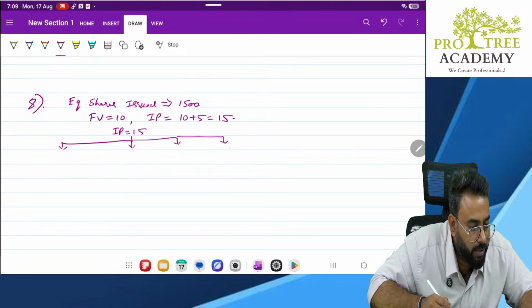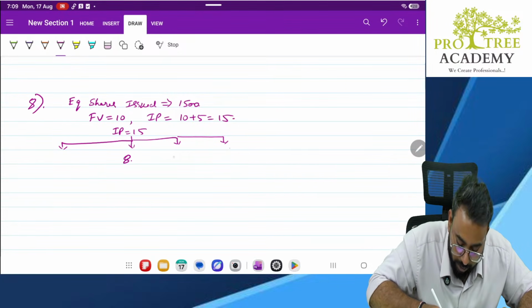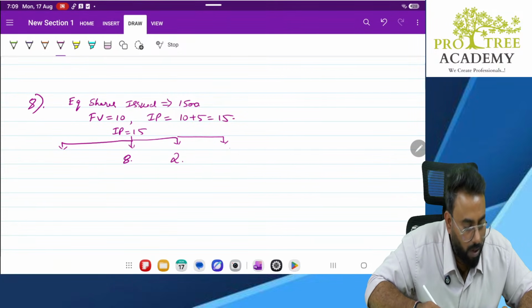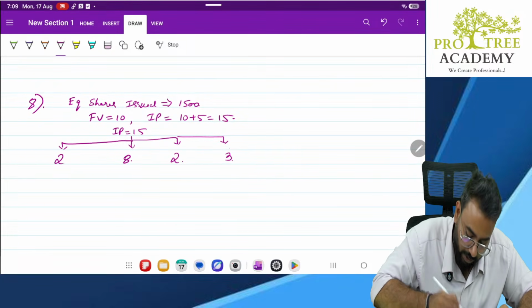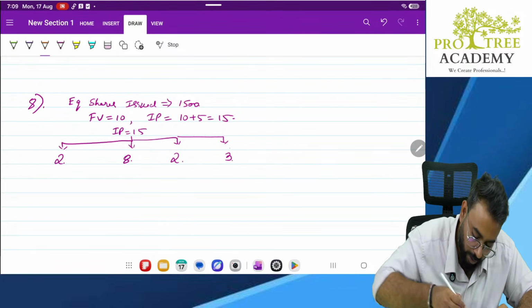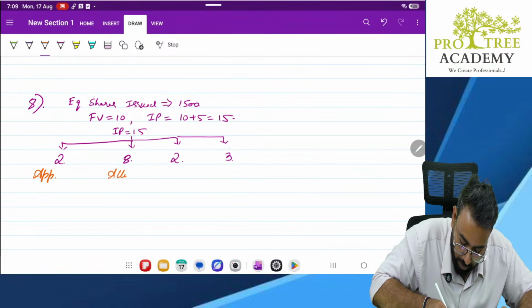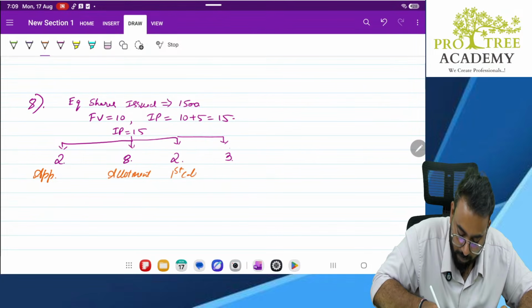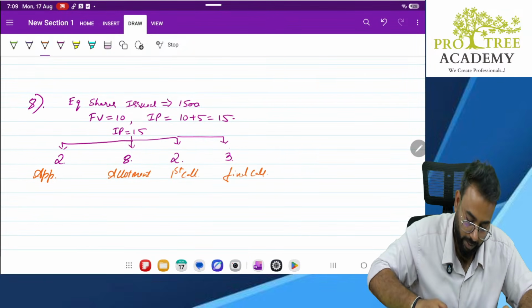How is it split? Issued at a premium of 5, and allotment money was not paid. 8 is allotment money. 2 is first call. 3 is final call. The remaining balance 2 rupees is application money. So 2 is application, 8 is allotment, first call, final call. Correct?